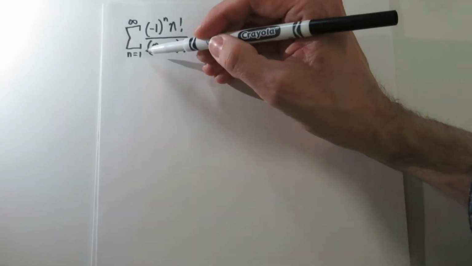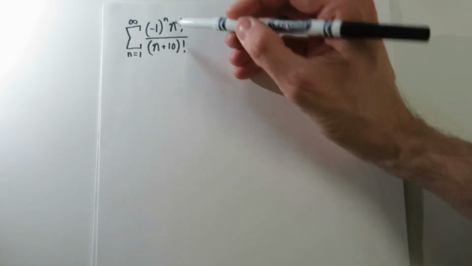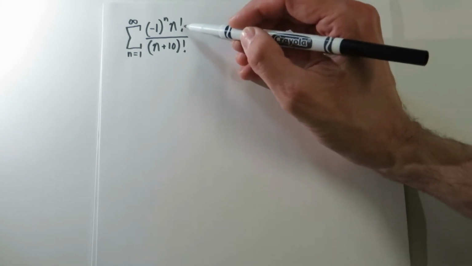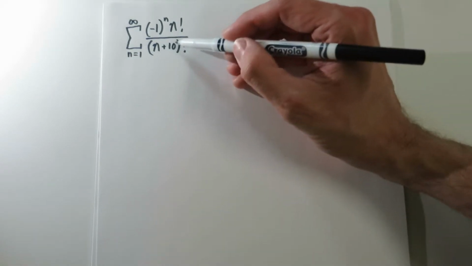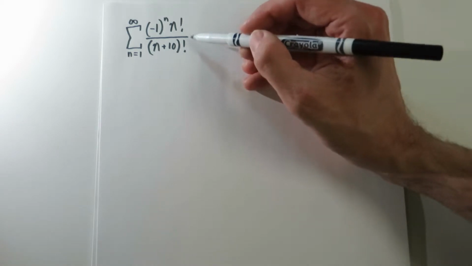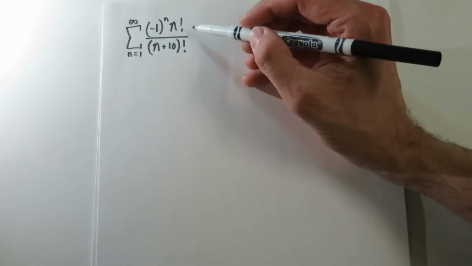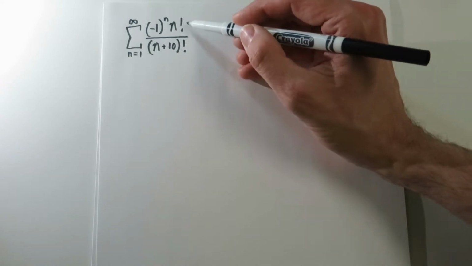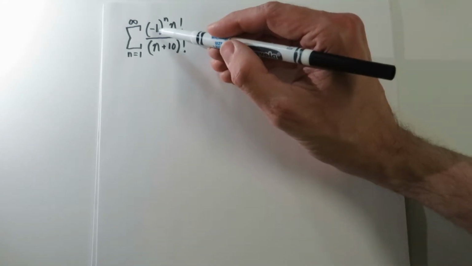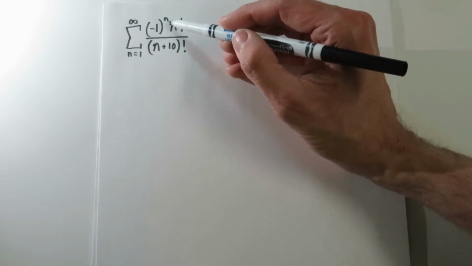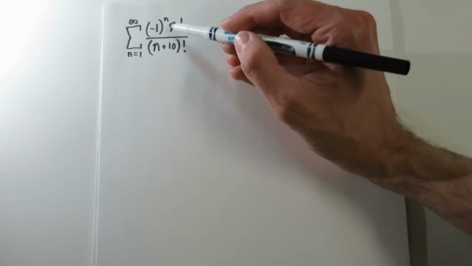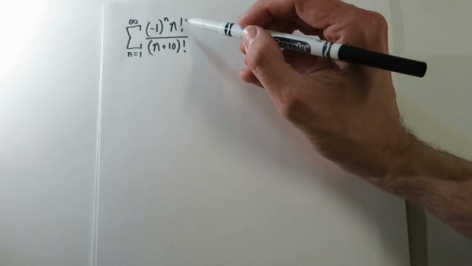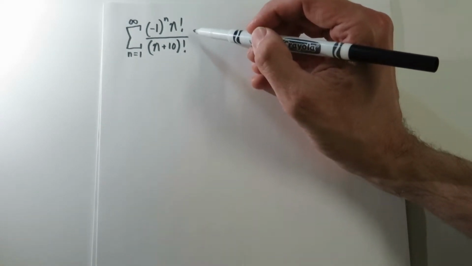Here we have the series from 1 to infinity of -1 to the n times n factorial, all of that over n plus 10 factorial. Okay, now this is not a p series necessarily, because we have these factorials here, and because we have the -1 to the nth power. So in essence, this is an alternating series, and we want to find out maybe if it is absolutely convergent or what have you.